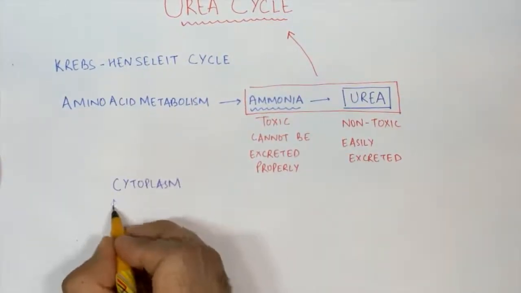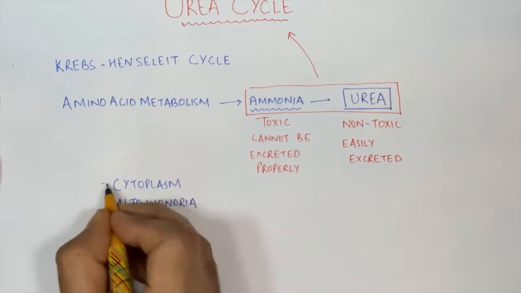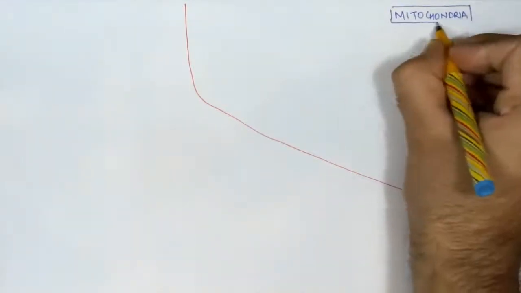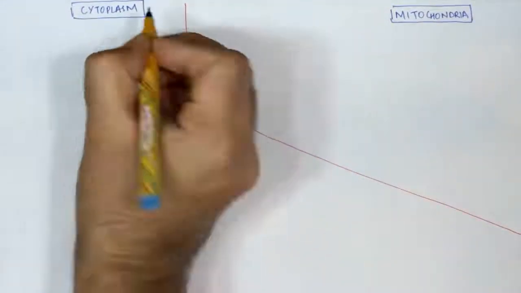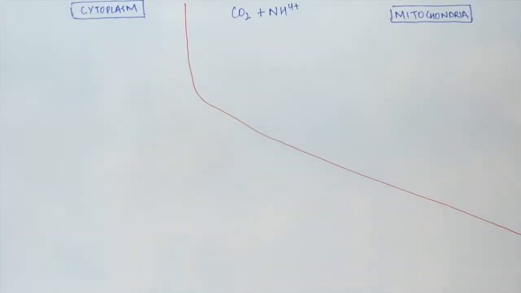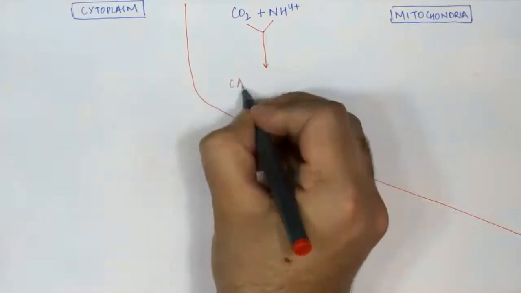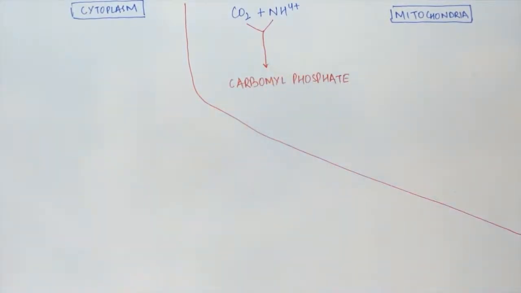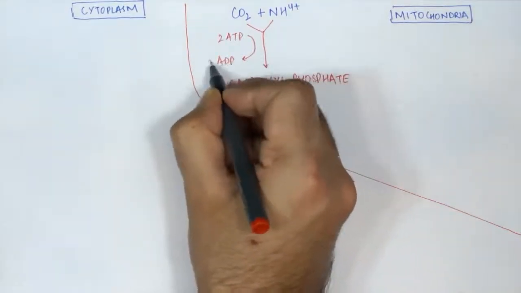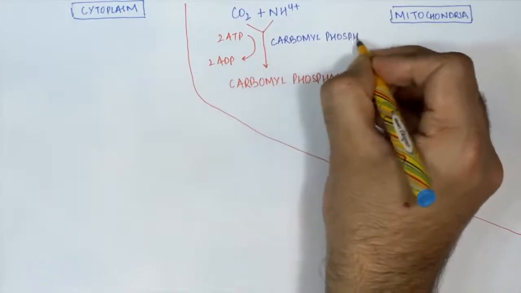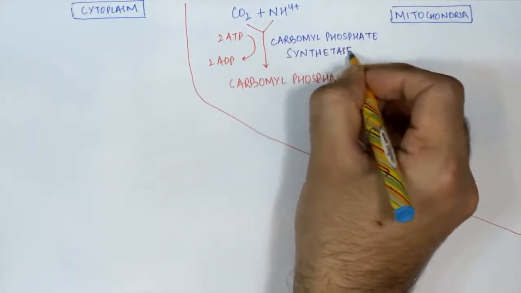A part of the urea cycle takes place in the cytoplasm and part of it takes place in the mitochondria. Now let's suppose this part of the cell is the mitochondria and this part of the cell is the cytoplasm. The urea cycle actually begins inside the mitochondria. The combination of carbon dioxide and ammonium ions produces carbamyl phosphate. This reaction requires 2 ATP molecules and it also requires the enzyme carbamyl phosphate synthetase 1.